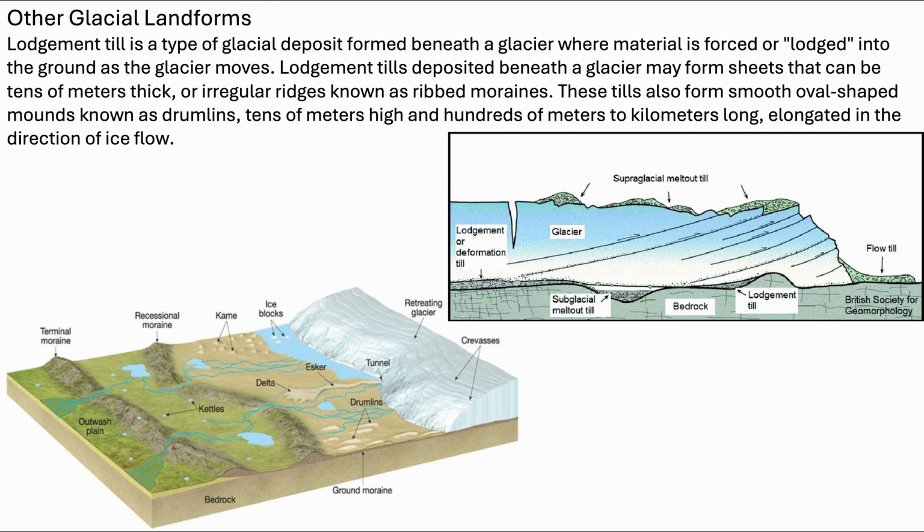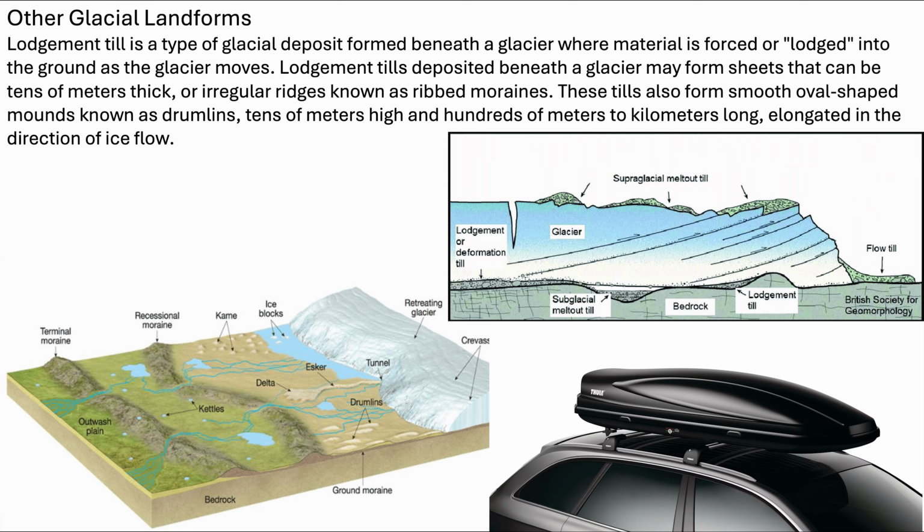Additional glacial landforms include lodgement till, which we talked about a few moments ago. These occur when material is forced or pressed into the ground as the glacier moves. These lodgement tills are going to be deposited beneath the glacier and can form sheets that can be tens of meters thick or appear as irregular ridges, which we call ribbed moraines. These tills also form smooth oval-shaped mounds known as drumlins that can be tens of meters high and hundreds of meters to kilometers long. And these are going to be elongated relative to the direction of ice flow. So they kind of look like a Thule cargo box on the roof of a car.